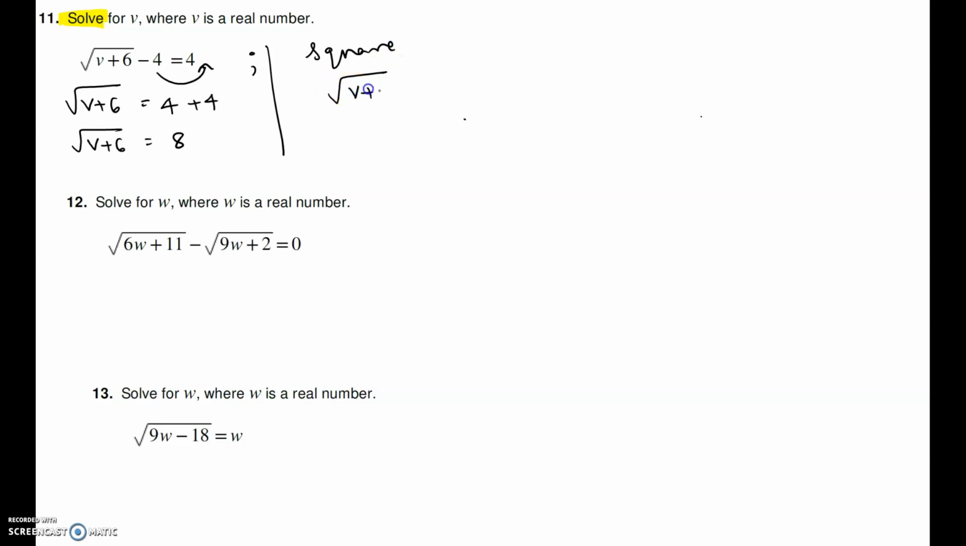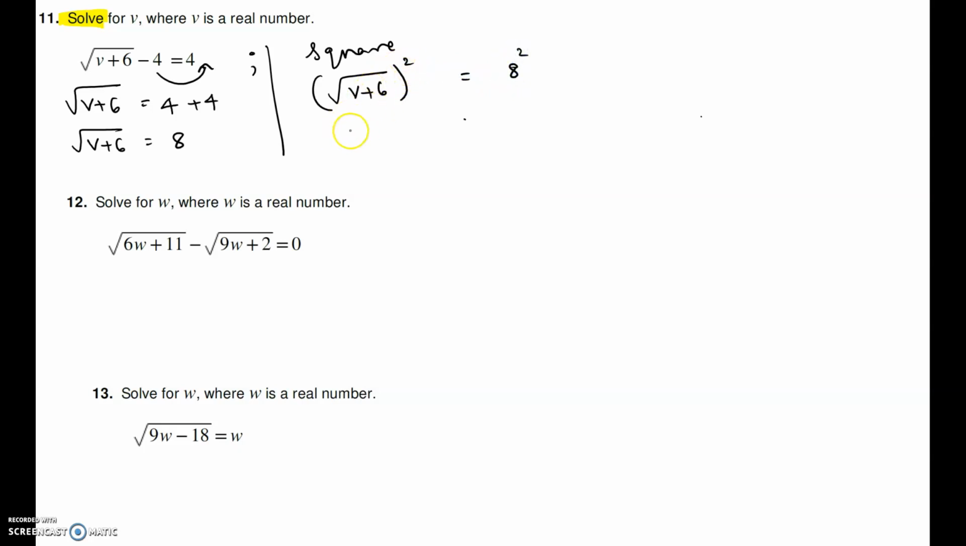So in any solving radical equation problem, first we have to isolate the radical. So square root of v plus 6 equal to, moving the negative 4 to the other side, it becomes 4 plus 4. So it is square root of v plus 6 equal to 8. Now you have to square both sides, meaning you have to square square root of v plus 6 on the left hand side and 8 on the right hand side.